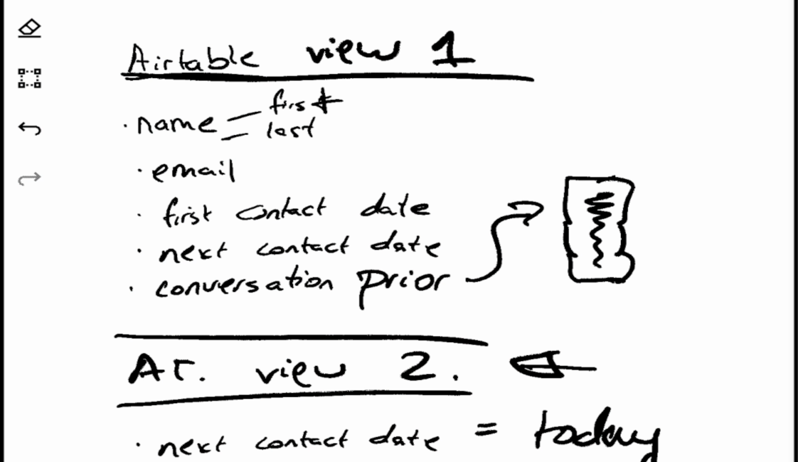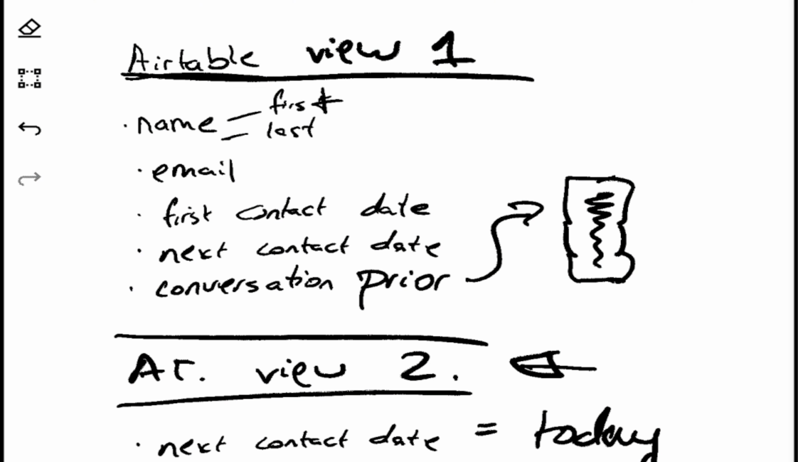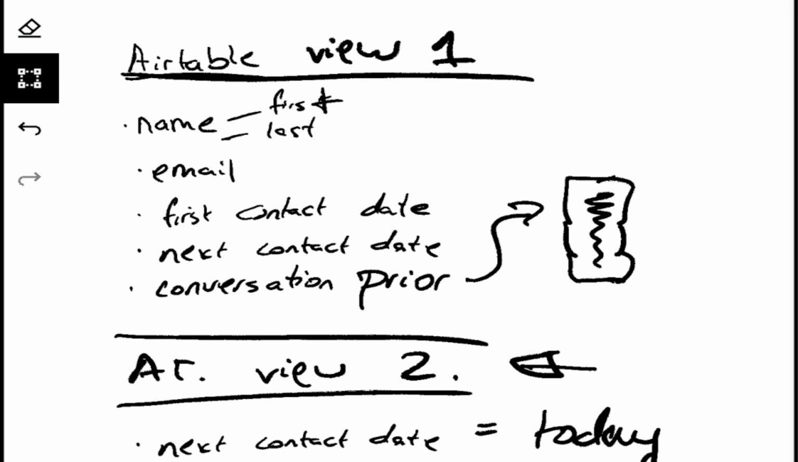With this information, we're also able to draft personalized follow-ups, so create messages targeting the pain points from prior interactions. This is great. Simplify the review and sending, so allow for easy editing and dispatching. So over here, we can't just go ahead and send the information. So let's actually define what goes into Airtable view 2. So let's just remove that.